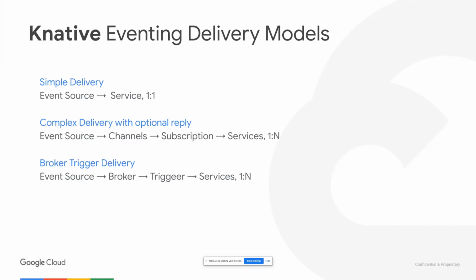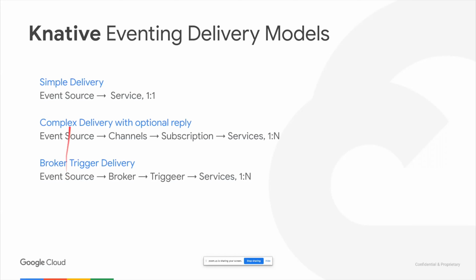Now, in terms of how it connects things, there's a few different delivery models that it can do. The simple, complex, and broker and trigger delivery. Usually, broker and trigger is the only one that you should care about. The rest of them, you might need them once in a while, but usually whatever you need to do, you can do it with broker and trigger delivery.